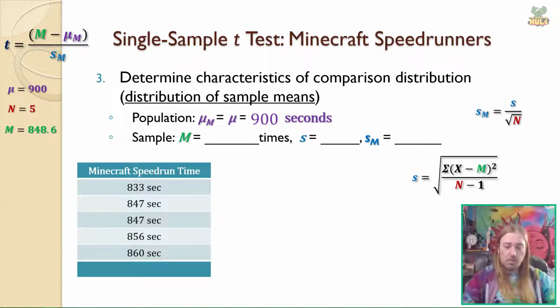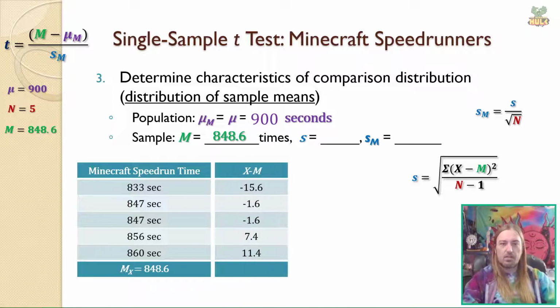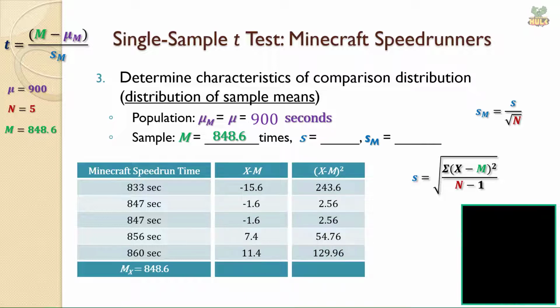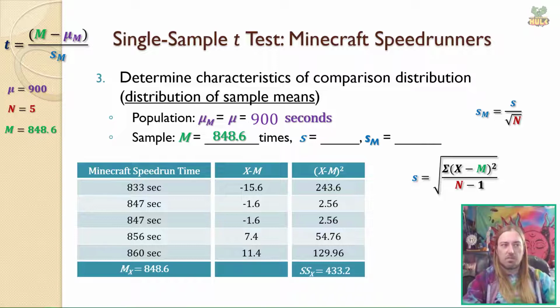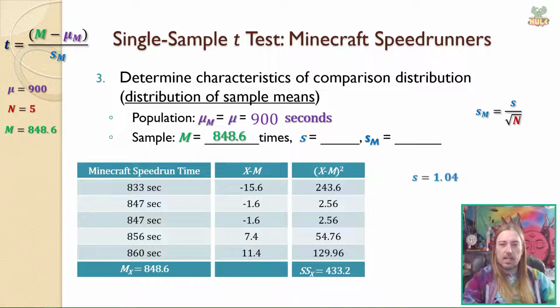Let's do it. First step is to calculate the average of the speedrun times for these gamers. Right, so we can get that to 848.6. Now, you can see with our equation for standard deviation, we need to take x, all these values, and subtract off the mean of x. And so we'll do that next, getting all these deviation scores. Those get squared, and then we can add all of those together to get our sum of squares. Right, so no problem. Plug in some of these values here. 433.2, n is 5, so n minus 1 would be 4. We can then calculate that out to a standard deviation of 1.04.